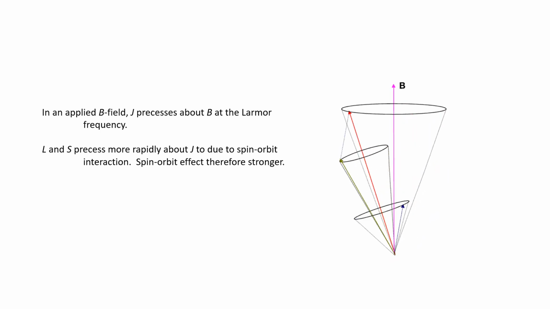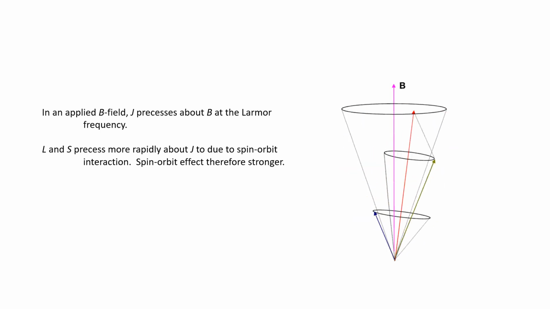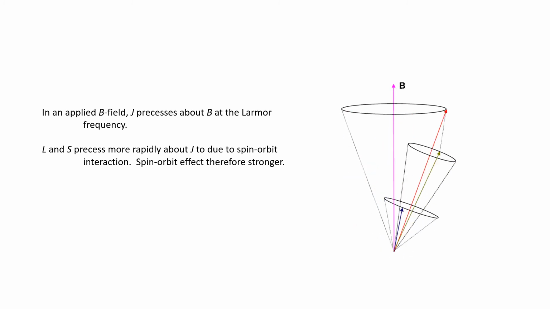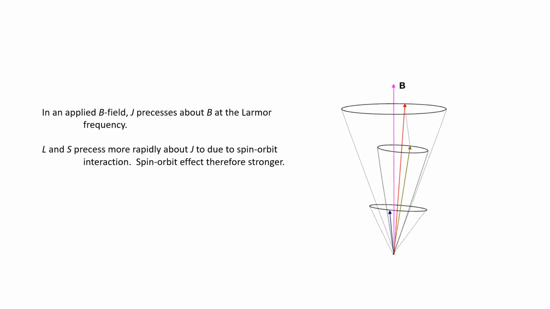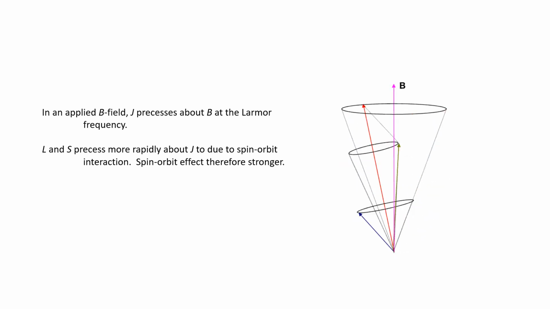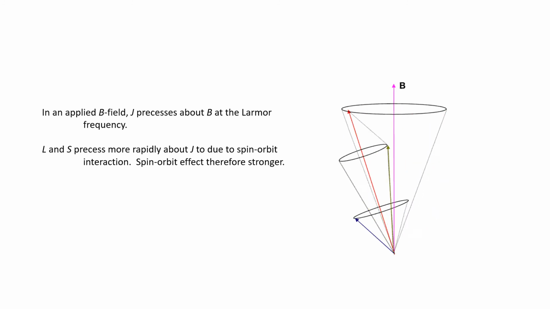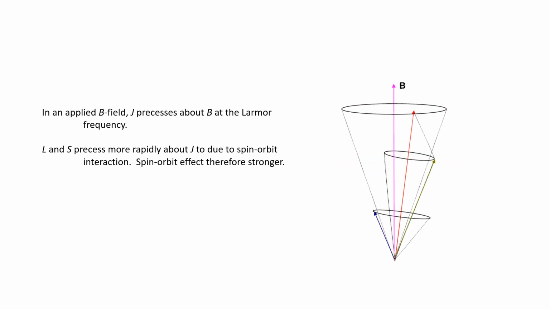You can see what we have discussed in the last slide. In an applied field B, the J precesses about B with a frequency. That frequency is called Larmor frequency. You are observing B as a purple magnetic field, where red is the J. Now just go in the downward direction, which is the center, what is missing.